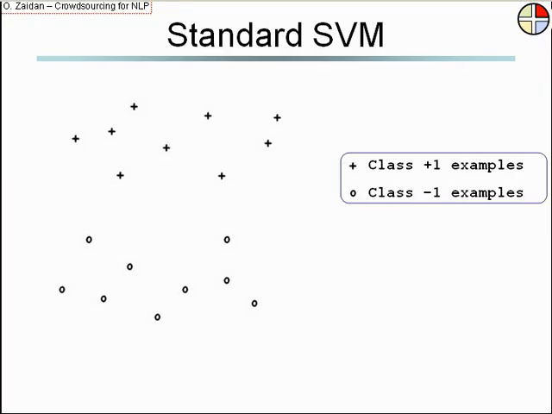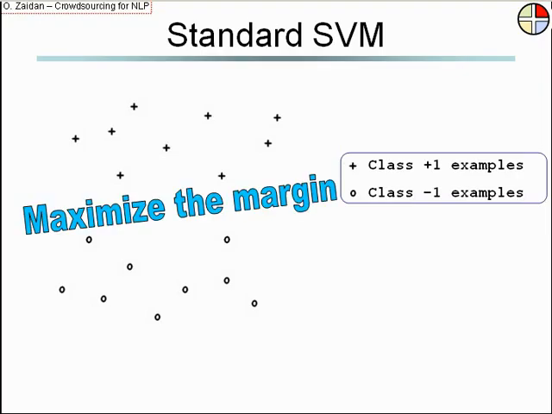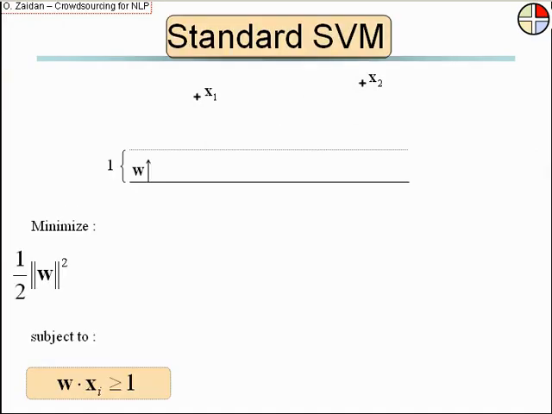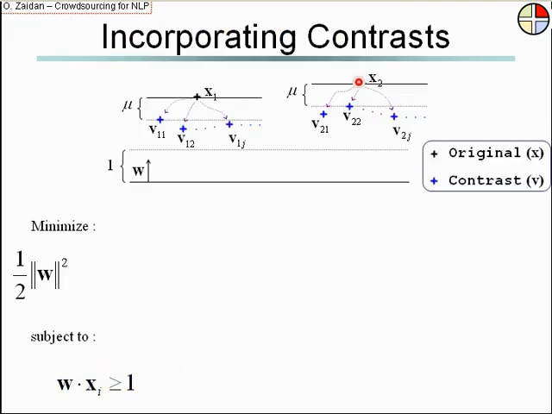So the standard SVM tries to maximize the margin between the positive examples and the negative examples. And the way it's done mathematically is by minimizing this objective function right here, subject to a number of constraints that look like this. And what we're going to do is we're also going to incorporate the contrast examples. So these are the blue pluses.